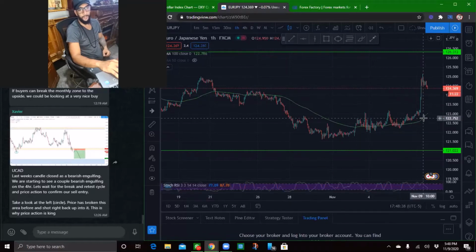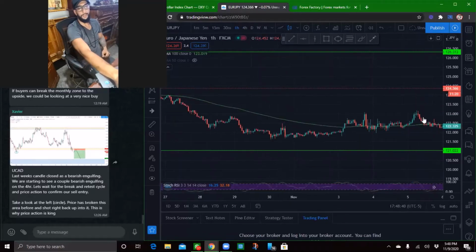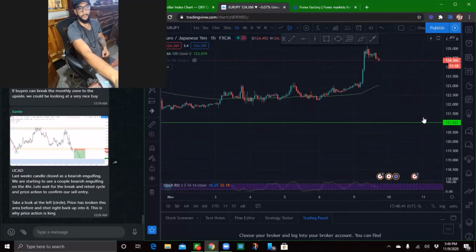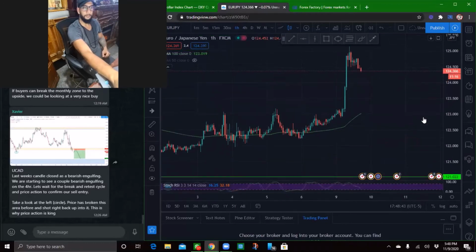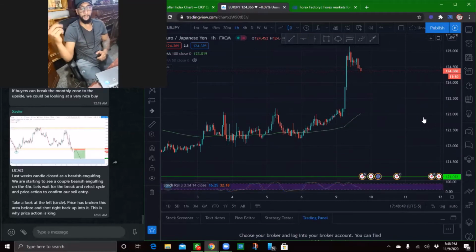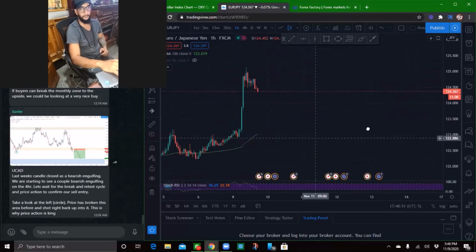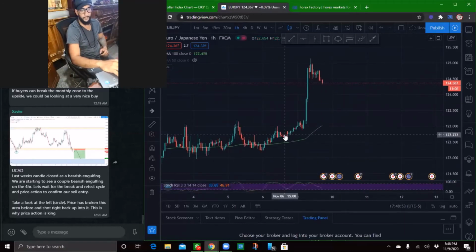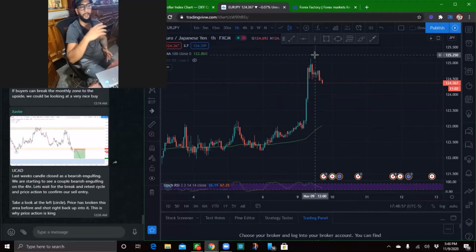Now, here's another example. Notice I'm not looking at this and saying, damn, I missed a trade. No, I'm not feeling that at all. Why am I not feeling that at all? Because I don't have any clear price action. I don't have any clear breakout and retest. There's a break. Where's my retest? It's just news influence.